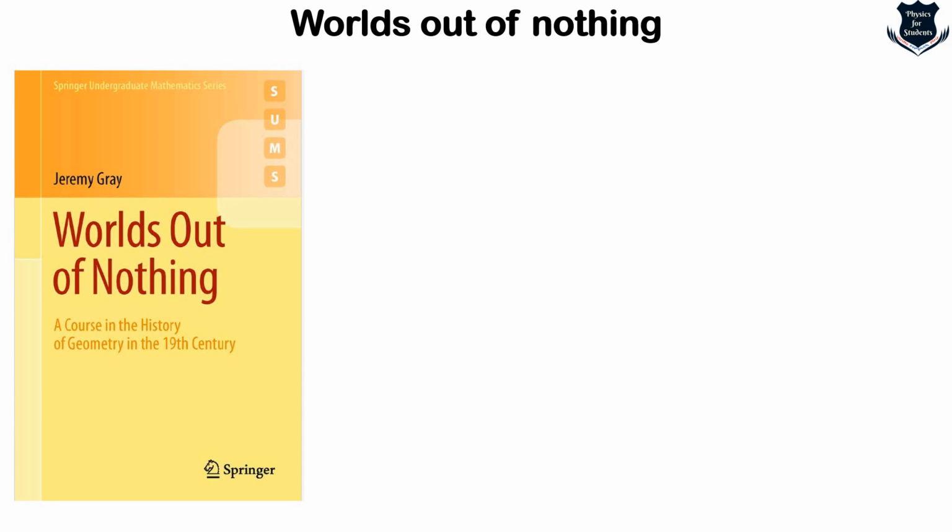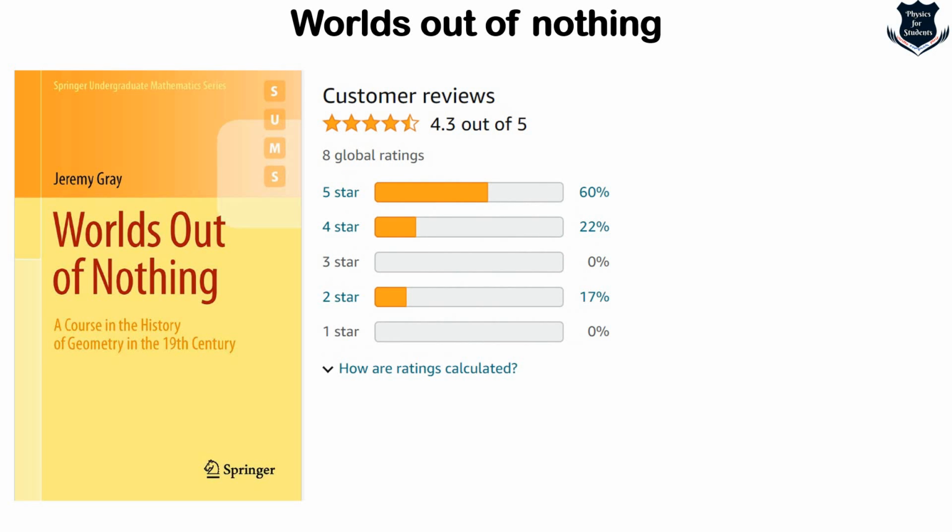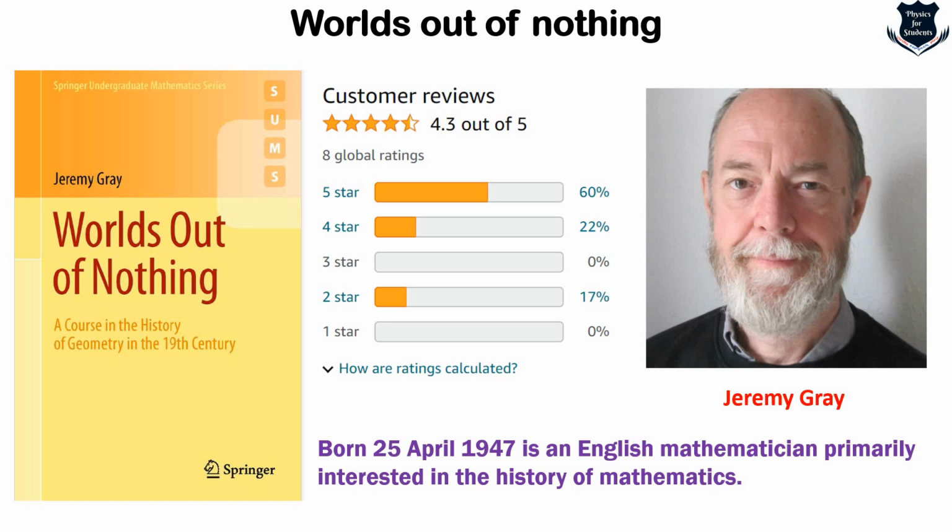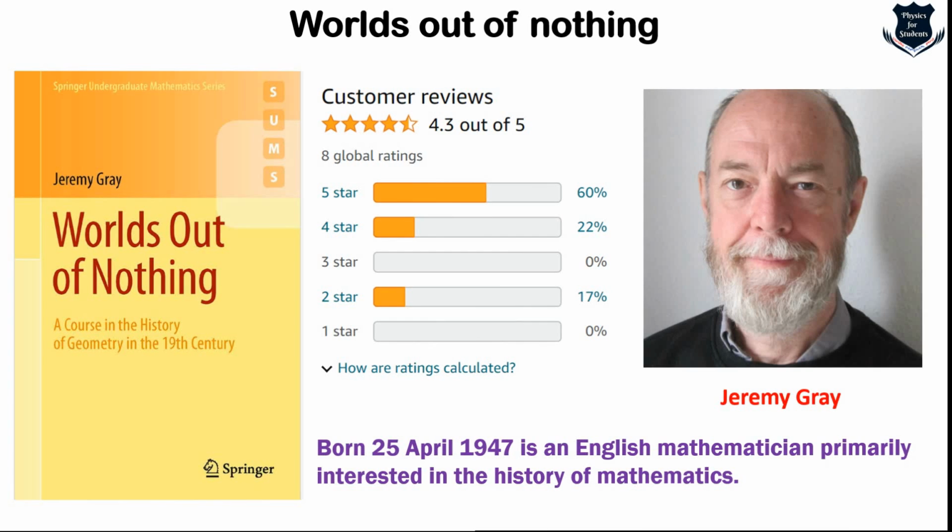The first book is called Worlds Out of Nothing, and it has a very good Amazon rating, and it is by the famous historian Jeremy Gray. I think you are all aware of this person. Professor Jeremy Gray is basically a mathematician, but he more or less writes books on the history of development of mathematics. He has also got great books on complex analysis, how it developed, and so on.